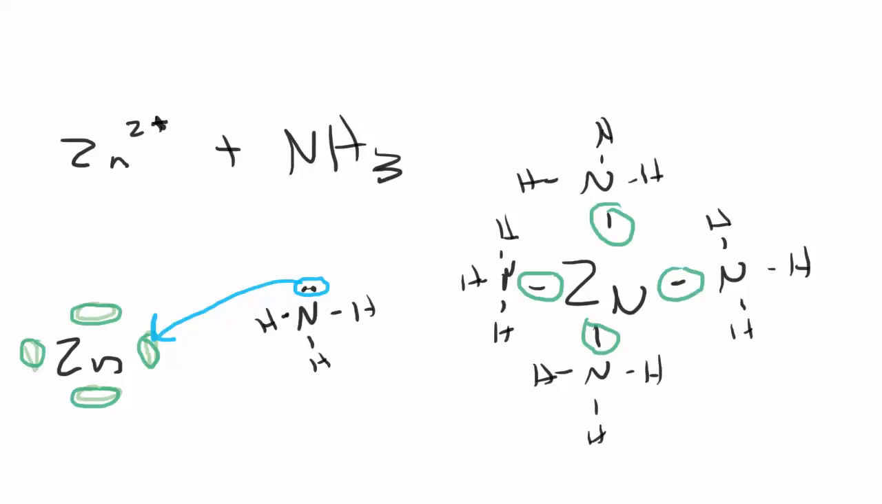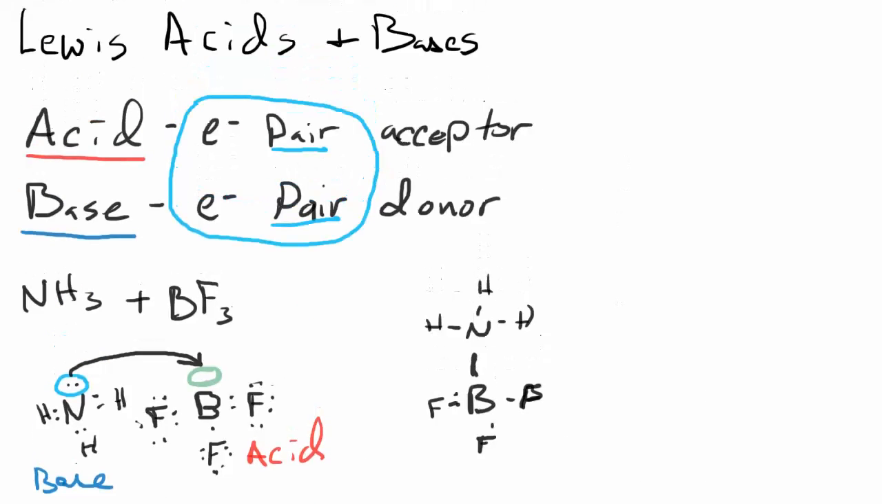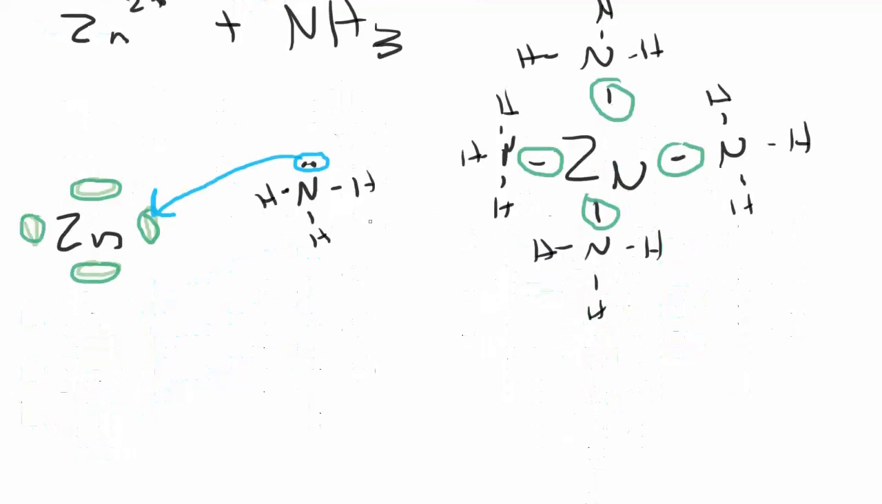It's kind of weird. So let's review our definitions and see if we can figure out which one of these is which. We'll go back up real quick. So the acid is the electron pair acceptor and the base is the electron pair donor. So what's happening with our electron pairs? It looks like the ammonia is donating its electron pair to the zinc. So that makes the zinc the Lewis acid, and it makes the ammonia the Lewis base.